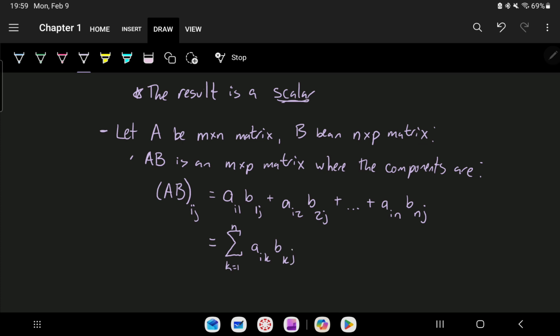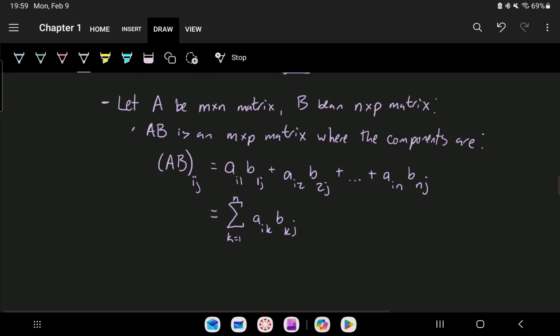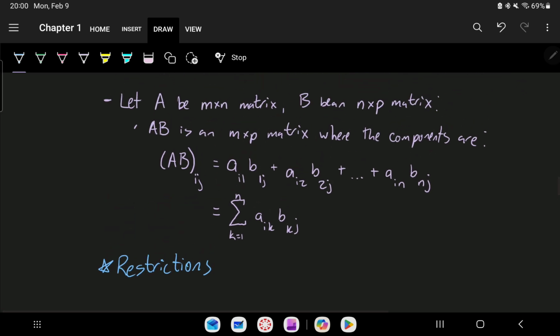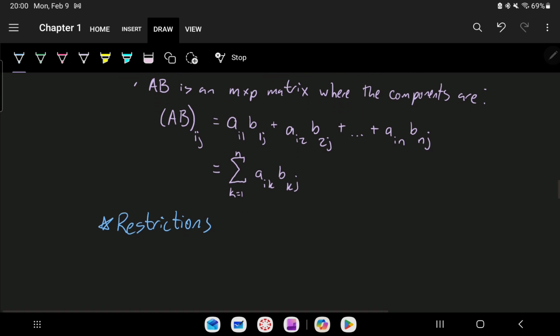That looks like a mess. I recognize that this looks like a mess. I promise, as soon as you start just plugging away and practicing, and we will do some examples, this is going to make a lot more sense. But as you can see, there are some restrictions here to what can be actually multiplied. When I set up this generalization, A needs to be m by n and B needs to be n by p, whereas AB is m by p.